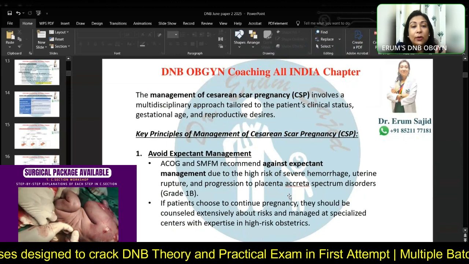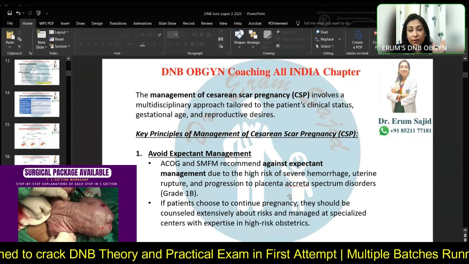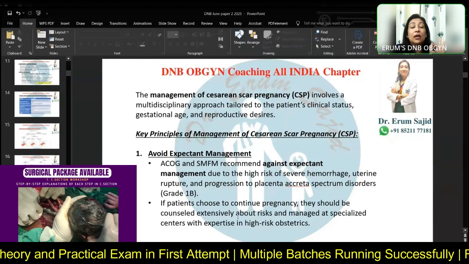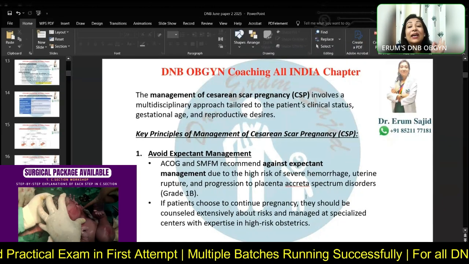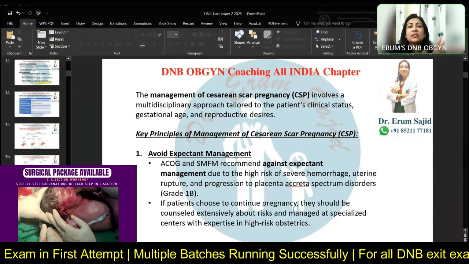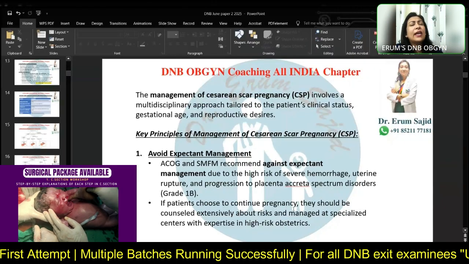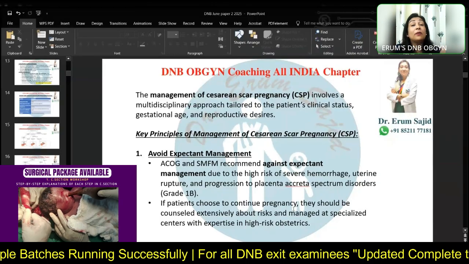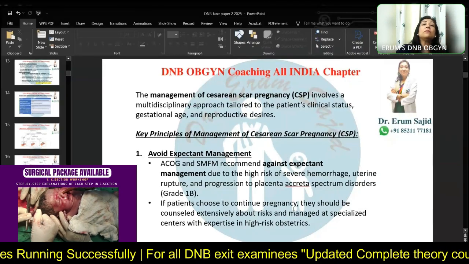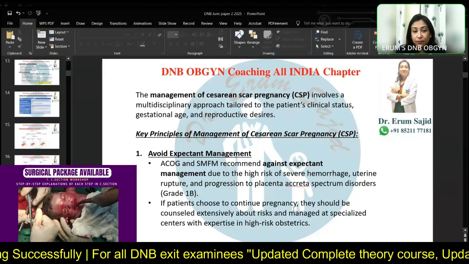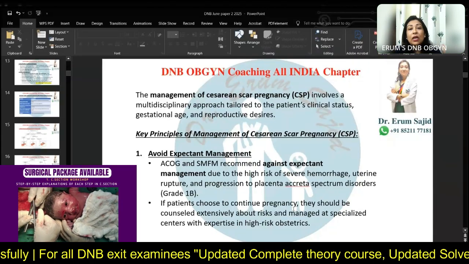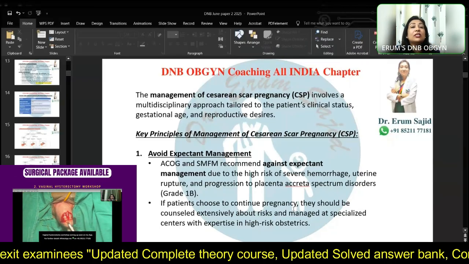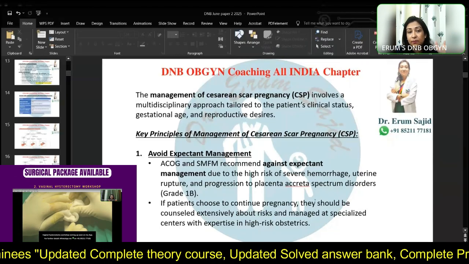First of all, we would not like to go for any expectant management. ACOG and even the Fetal Medicine Society recommend against expectant management because there could be a high risk of severe hemorrhage at any point in time. Could be uterine scar rupture and progression to placenta accreta spectrum disorder. The situation becomes like that of a PAS. If the patient chooses to progress expectantly, they should be told about the hazards.